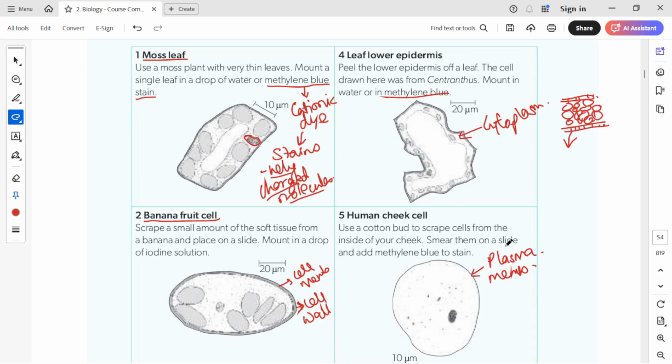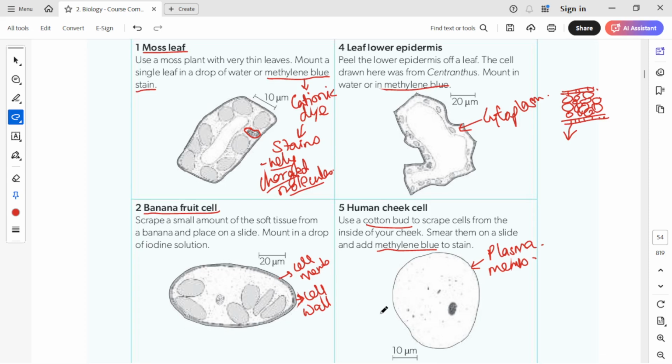Okay, so here also methylene blue is being used. Human cheek cell is taken. So how do we take a human cheek cell? We'll use a cotton bud to scrape the cells from inside of your cheek, smear them on a slide and add methylene blue stain. So this is the structure of the cell that you're going to see.